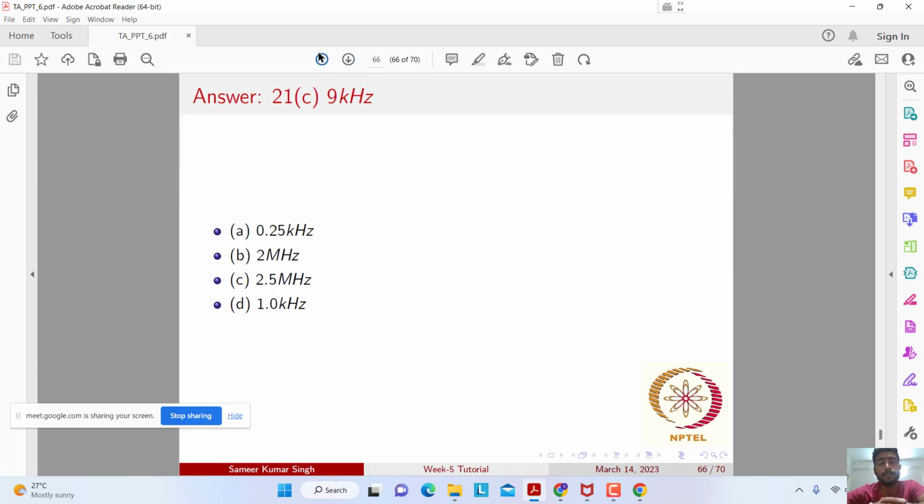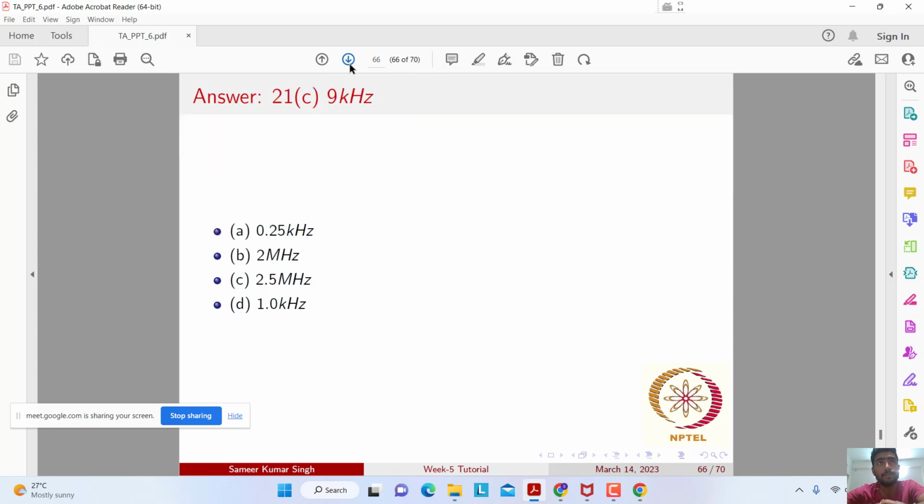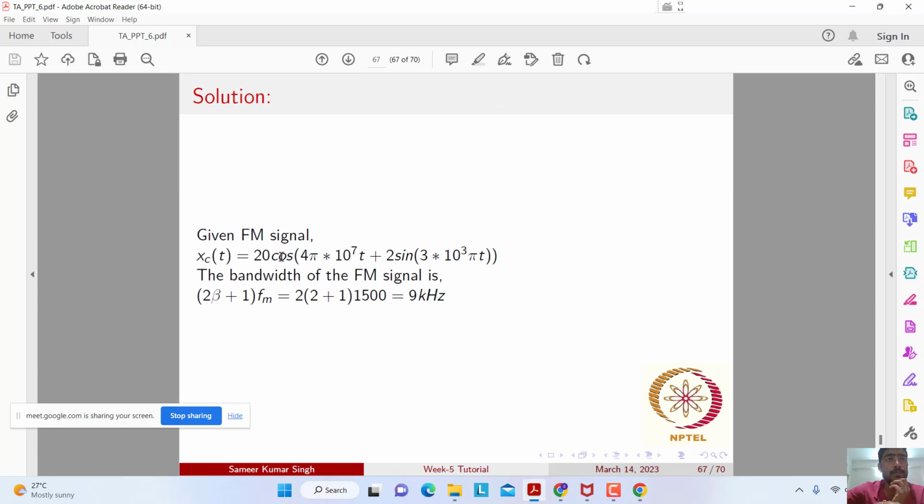Answer will be C part. Just compare and find the value of beta and delta f. That is given. So from there beta is 2, fm is 1500. Put these values. I think there is a typing mistake. It is 2 times beta plus 1 times fm. Okay, there is a typing mistake: 2(beta plus 1) fm. So that will become 9 kilohertz.